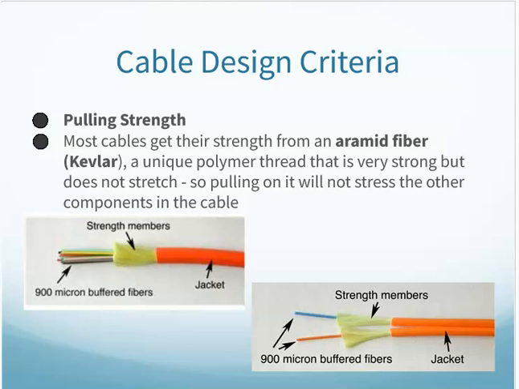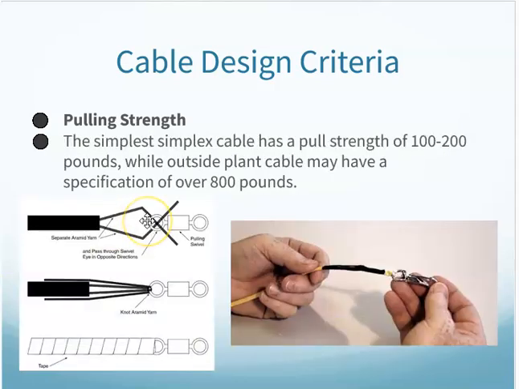So anytime you are pulling, remember we have the strength members here, the aramid yarn, the Kevlar. That is what I'm using to tie onto, because that's designed not to stretch. Meanwhile, the jacket or the fibers on the side would break if you put a lot of tension on them. So as I'm installing fiber, I'm tying onto the aramid yarn. This shows you how you weave it through the swivel eye here, tape it back on itself, and I'm now going to pull with the strength fibers, not the fiber itself.